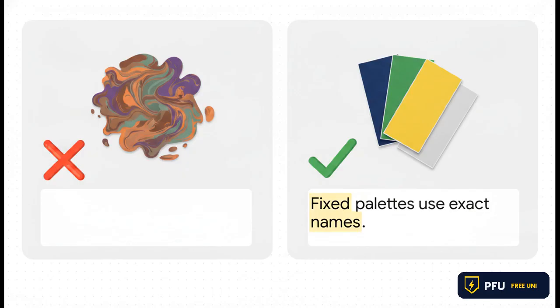Instead, you have to name your exact colors. Say something like deep navy, hex code 0A163, and electric yellow, hex code FFD40. By locking in that fixed palette, you're creating a master style recipe that you save and reuse for every future campaign. It's an absolute game changer for studio-level consistency.